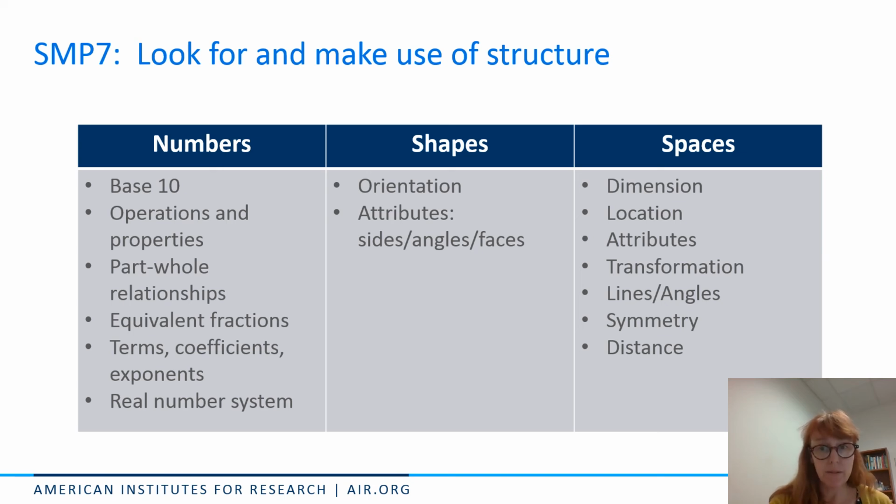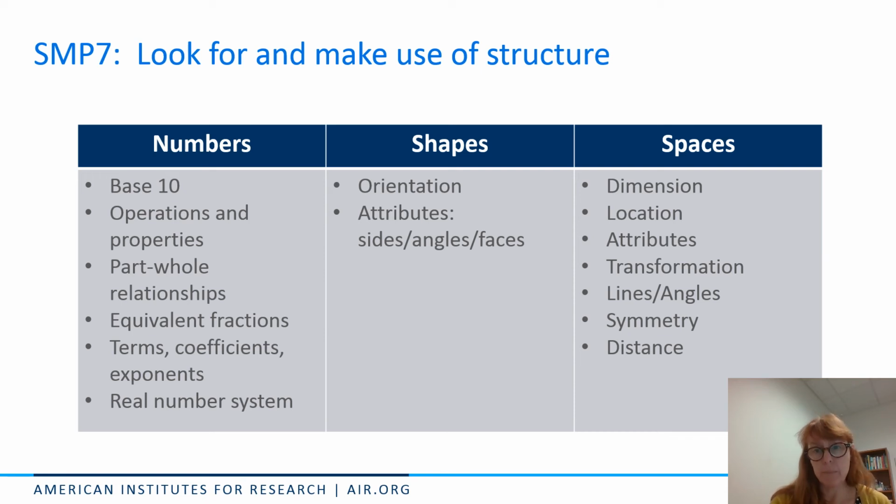You can see that there's quite a few under just numbers, which is a main area of focus for kids in these earlier grades. The base 10 number system and the real number system as a whole are both examples of structures that help us make sense of numbers and quantities. Operations and their properties are also structures that begin with just arithmetic and continue on through algebra. If we think about part-whole relationships, this also relates to fractions, particularly equivalent fractions. And if I'm also considering algebra itself, this would be terms and coefficients and exponents.